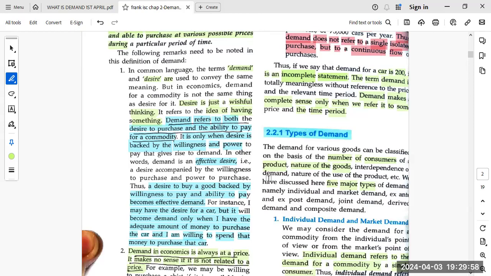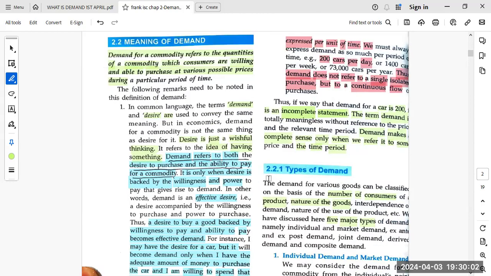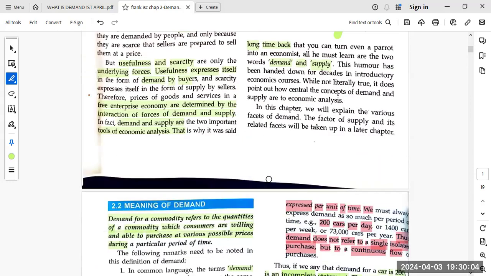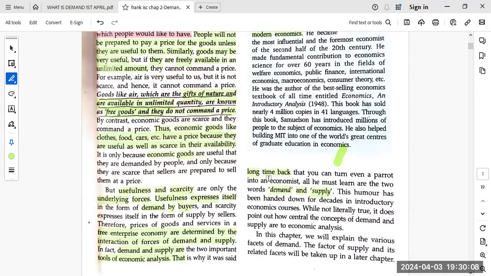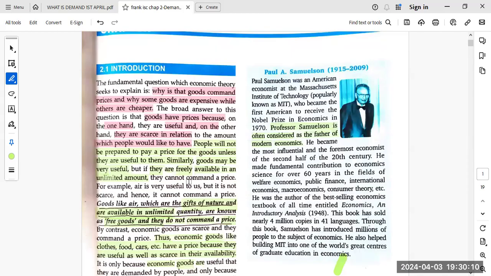Shall I move ahead? Let me check if we covered everything here. Rohan, read all this part today.